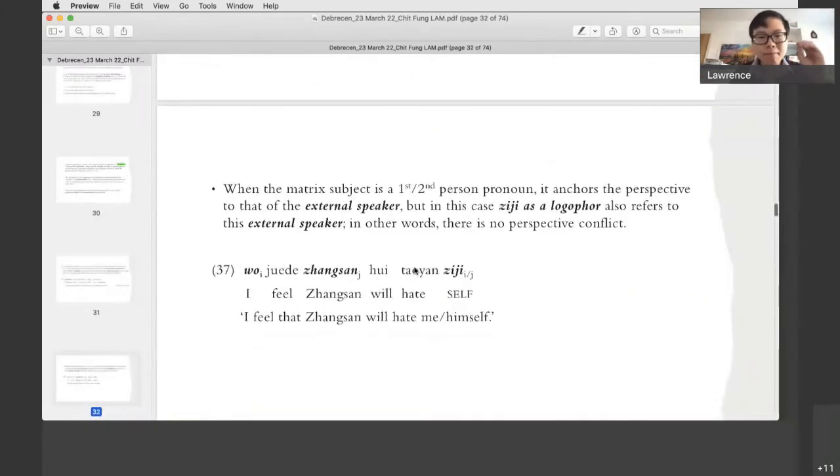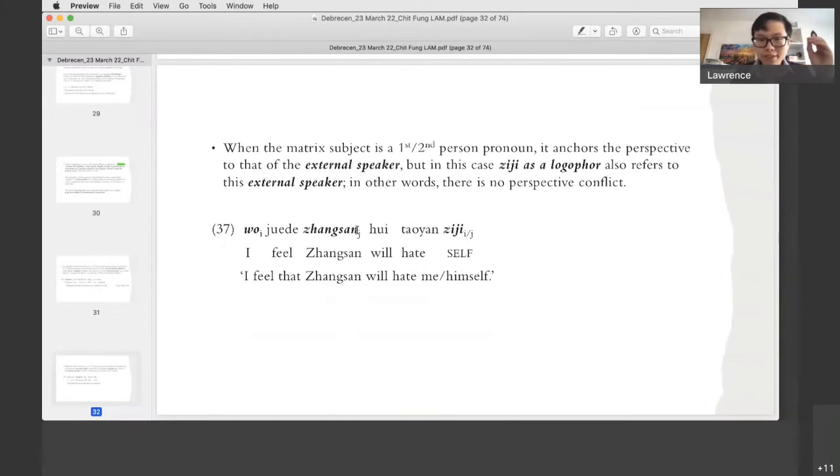And similarly, we can also take a look at this one. So why does the perspective conflict not happen in this example, giving rise to the personal symmetry? So what we see is that when the matrix subject is a first or second person pronoun, like I feel, Zhang San will hate self. That's what we see. So this self can refer to I or Zhang San. So why is it like this?